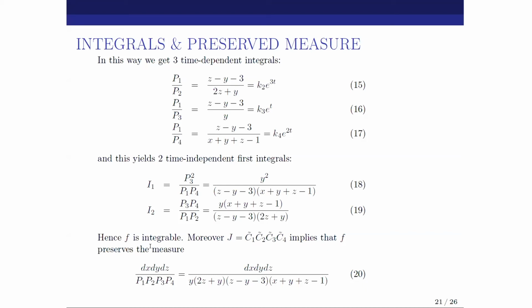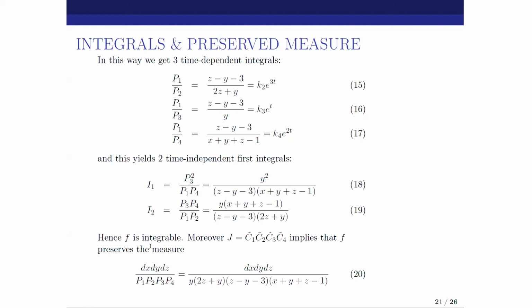But that also means that if we now eliminate t from the right-hand sides of equations 15, 16, 17, we actually get integrals that don't depend on time. That's exactly equations 18 and 19. Of course, they are not unique, because any combination of I1 and I2 is also an integral, so it's a bit random how to choose this. But the upshot is that we have a 3-dimensional differential equation with 2 integrals.